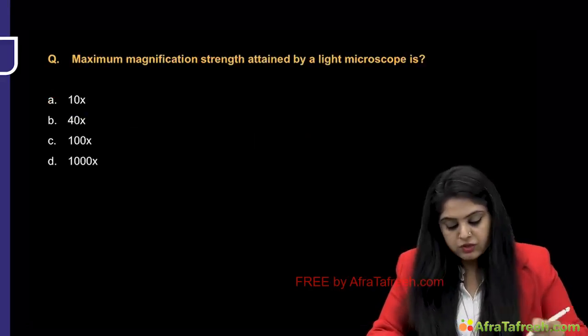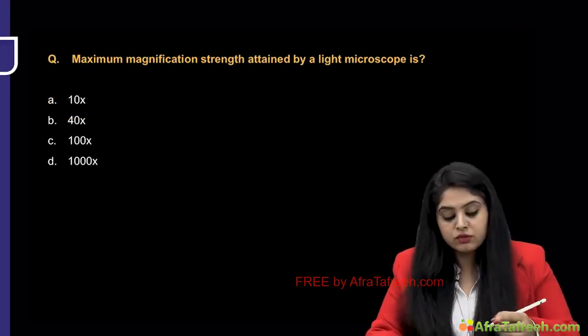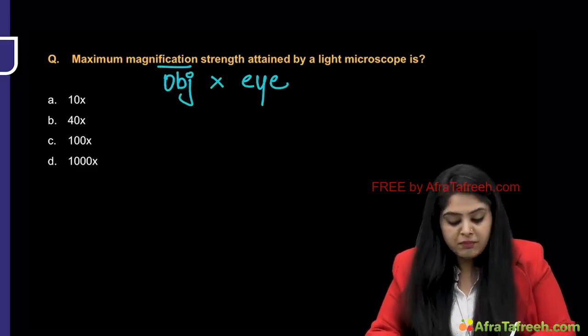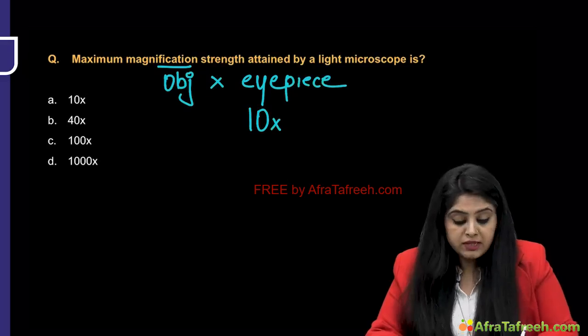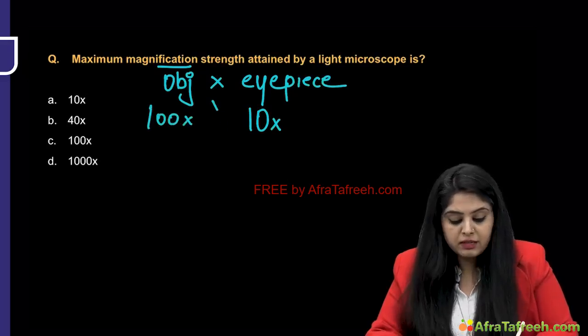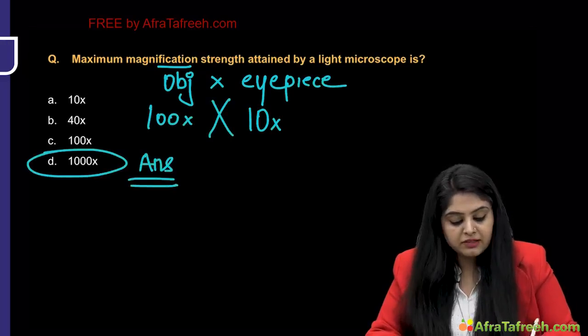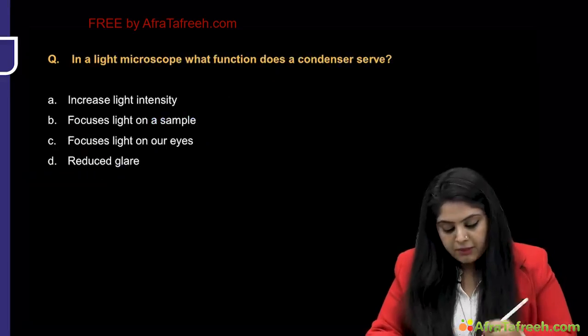Okay. Next question. What is the maximum magnification strength that you get with a light microscope? Very important question. I told you, to get the magnification, you will have to multiply the objective and the eyepiece. So the maximum eyepiece is always going to be 10 times. Objective is going to be maximally 100 times. So what is the total magnification that I can get, which is maximum? That is the 100. 100 into 10, 1000x. Coming to the next one.